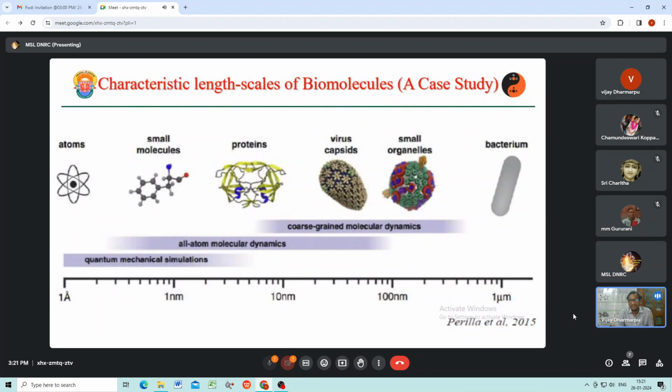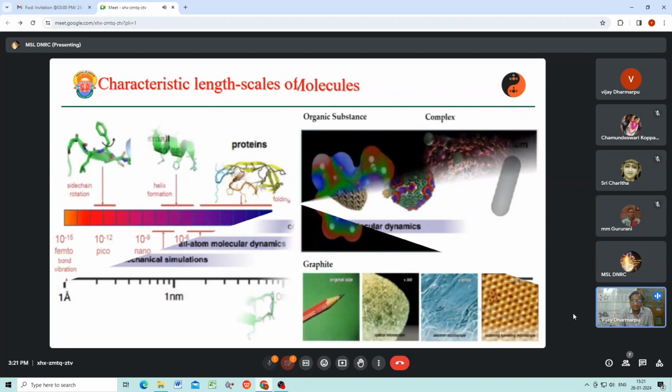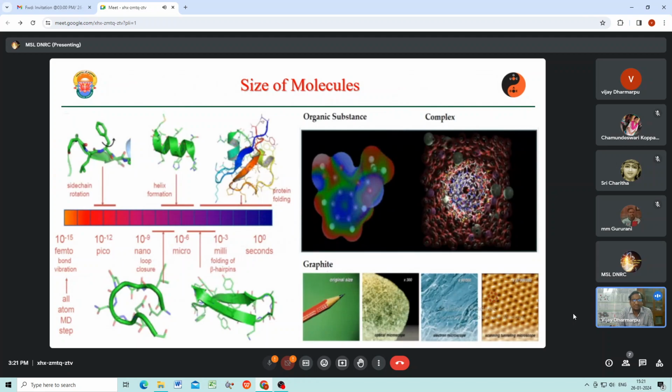Now let us go with the biomolecules. I am taking these things as examples. If we take any atom, small molecules or proteins, and virus, organism or bacteria, these are at different scales. The different scales are displayed in a clean manner. I just show you what the scale determines. The scale from 10 to the power of minus 15 to 10 to the power of 0 speaks everything.